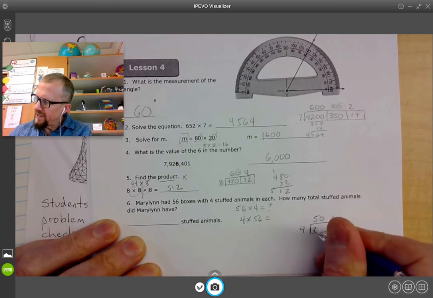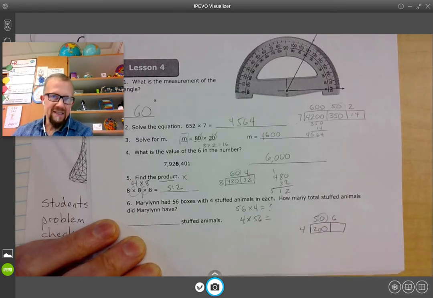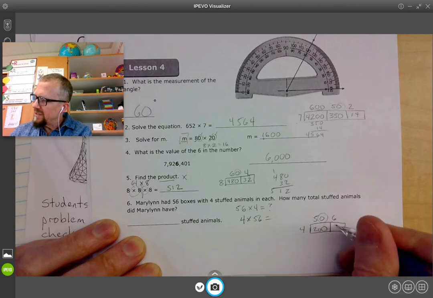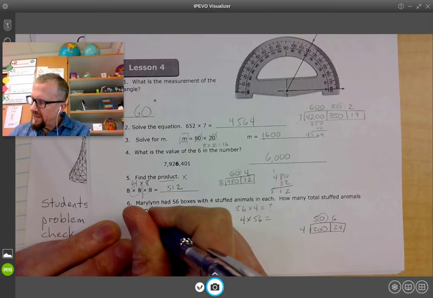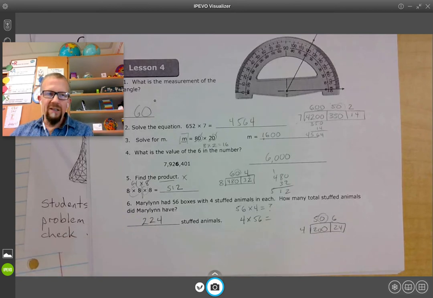Multiply 4 times 5 is 20. I've got that extra 0. I'll place that on there. 20 tens is 200. And 4 times 6 is 24. Put those together, I get 224 stuffed animals. Marianne, that's too many stuffed animals. You should really give some away. You can't play with that many.